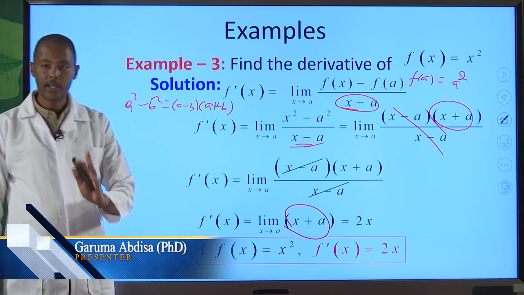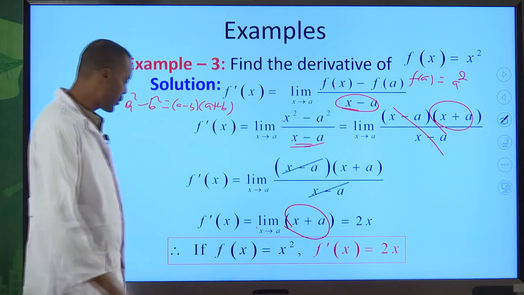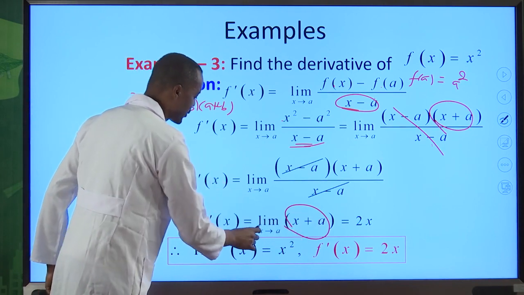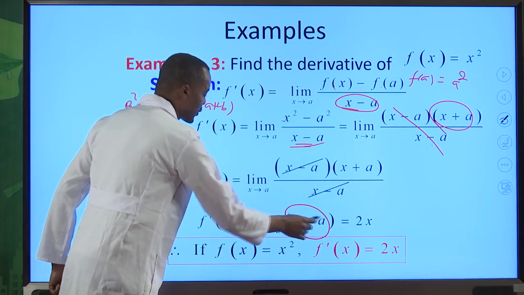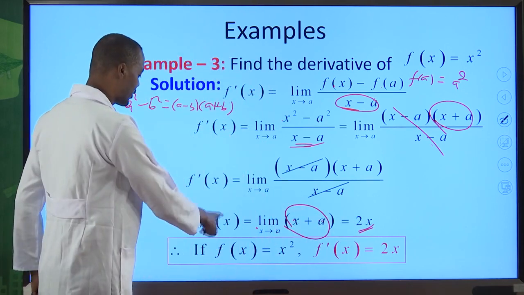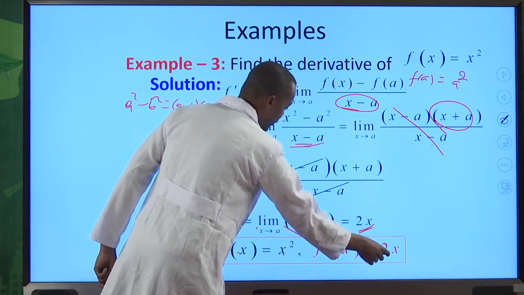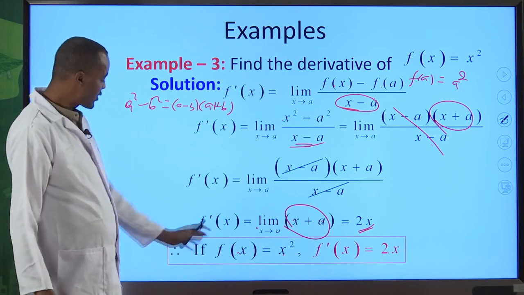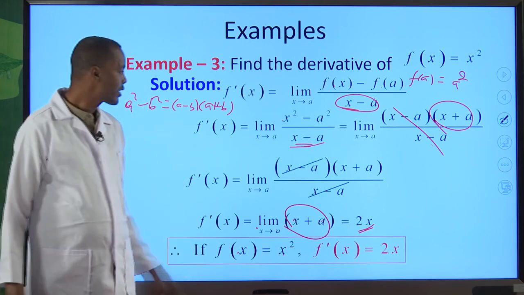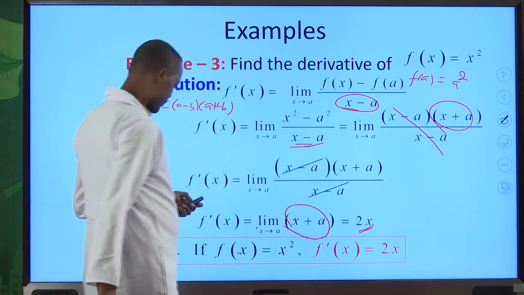Now you have to pay your attention that x is approaching a means x is nearly equal to a, or a is nearly equal to x. So I will substitute this a by x because x is approaching a. So what is x plus x? 2x. So f derivative of x for a function f of x equal to x squared is simply 2x. Later on, we will derive a very general formula for these kind of polynomial functions, but I will take you to that level gradually, and I will let you know that after some time.